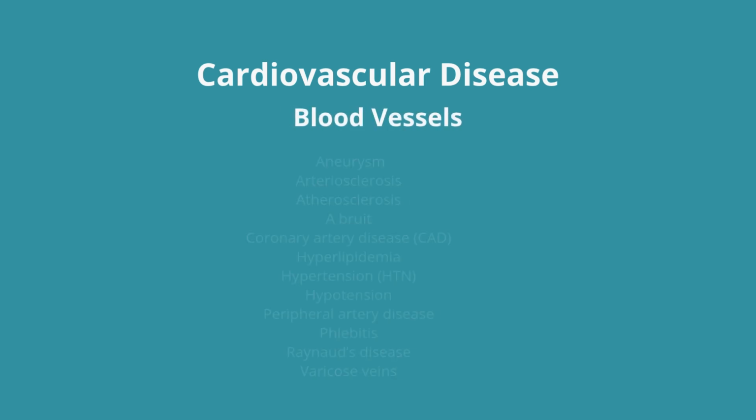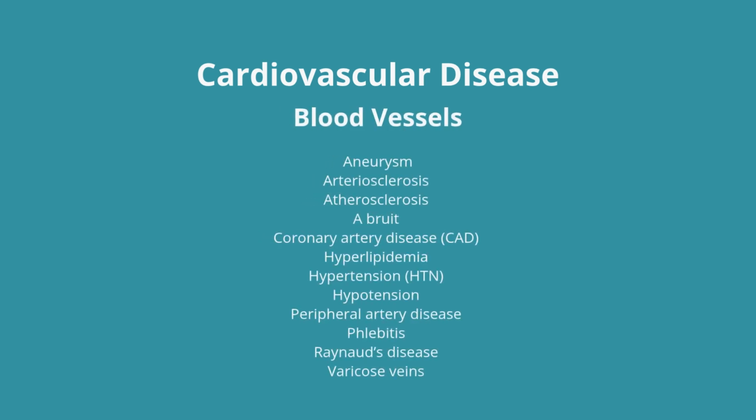In the blood vessels, you can see an aneurysm, arteriosclerosis, atherosclerosis, a bruit, coronary artery disease, hyperlipidemia, hypertension, hypotension, peripheral artery disease, phlebitis, Raynaud's disease, and varicose veins.